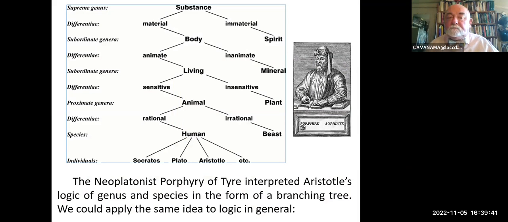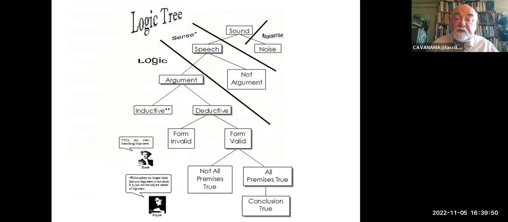In closing, the Neoplatonists before retire interpreted Aristotle's logic of genus and species in the form of a branching tree. We could do the same sort of thing here with respect to logic. You hear a sound. Either the sound is speech or it's noise. If it's noise, it's nonsense. Don't worry about it. Otherwise, it's in the realm of sense.